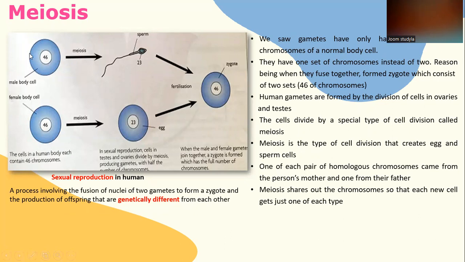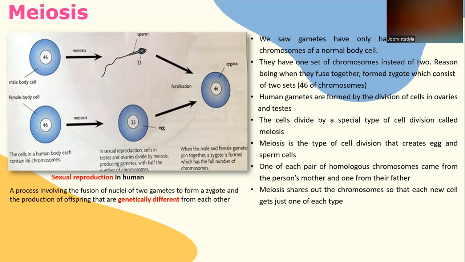So during meiosis, the sperm consists of only 23 chromosomes, and the egg also has only 23 chromosomes. We see gametes have only half the number of chromosomes of normal body cells. They have one set of chromosomes instead of two. The reason is that when they fuse together to form a zygote, the zygote will consist of two sets, which is 46 chromosomes. Human gametes are formed by the division of cells in the ovaries and testes.